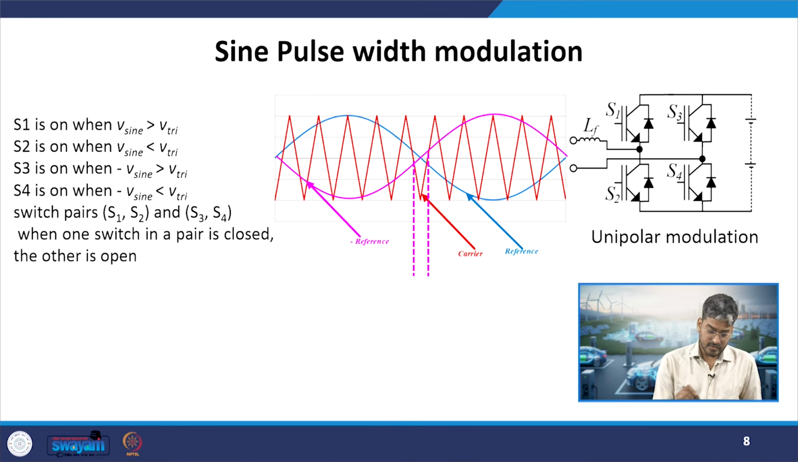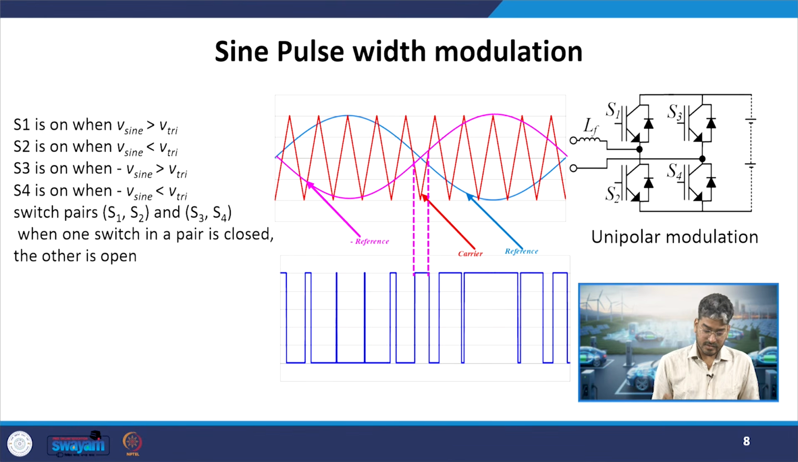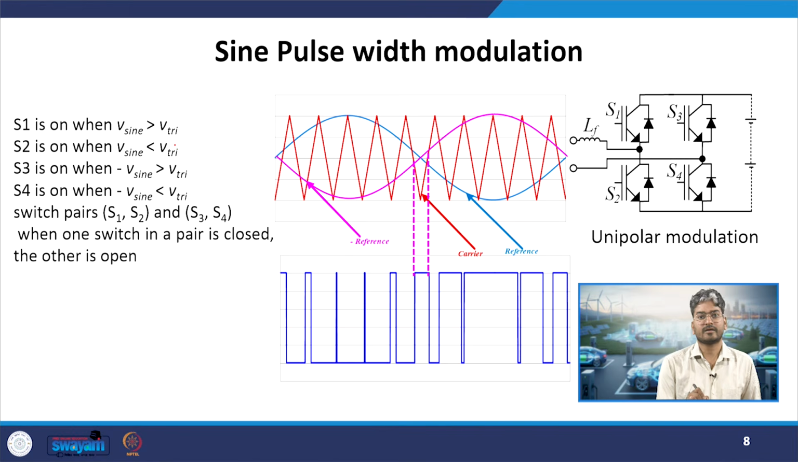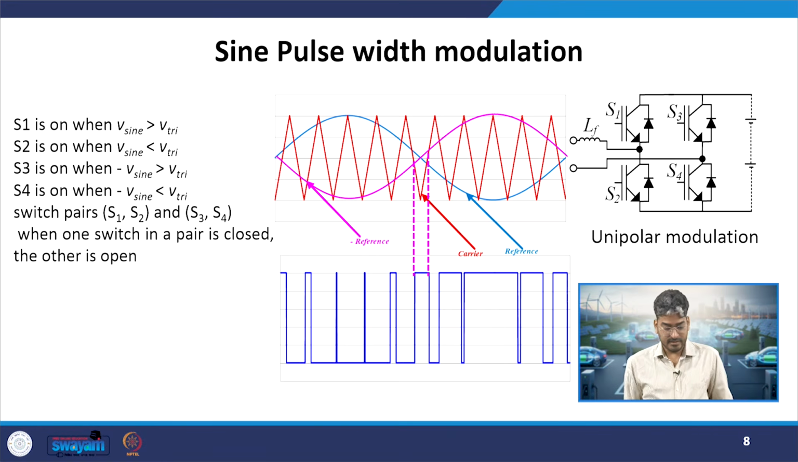Now, in this mode, what will be the operation? The diagonal switches will be turning on when I want positive voltage. So, whenever my sine voltage is greater than the triangular voltage, I will generate positive voltage, and the vice versa condition will be done when the other condition is true.